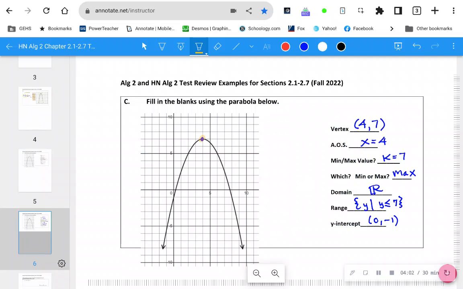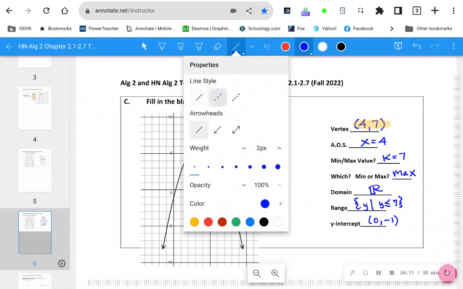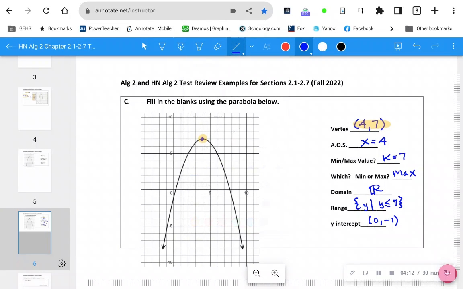Okay, the vertex here is already drawn. It's at 4, 7 if you count from the origin. And then the axis of symmetry, let me see if I can get a dashed line here and draw this thing for you. The axis of symmetry, I've got to move this, it's not in the right place. Right there. Okay, that's the axis of symmetry. And its equation, you can see, has to have x in it. X equals 4.